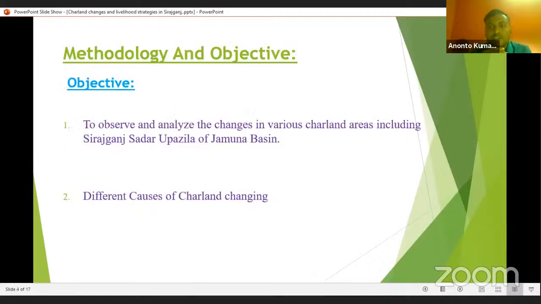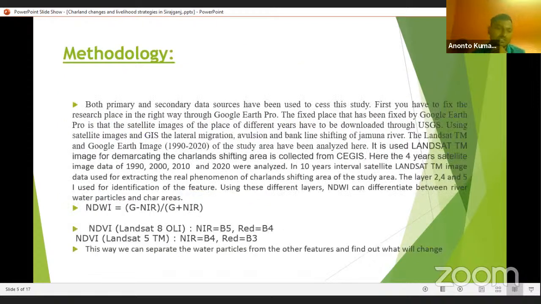The objective of my study is to observe and analyze the changes of various char lands, including Sirajganj Sadar Upazila, and why the changes occur. Methodology. In this study, we used both primary and secondary data sources. First, we fixed the study area using Google Earth Pro, and I am using USGS satellite images.